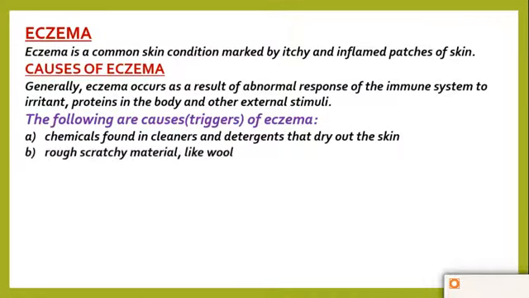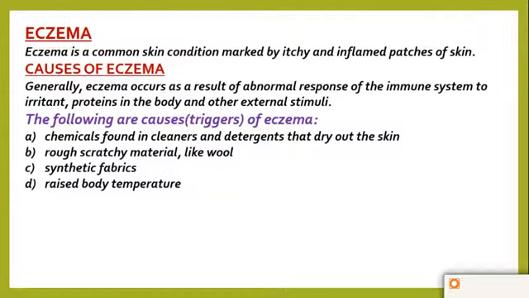Two, rough, scratchy material like wool. You know there are some towels or some clothing that you put on that cause irritation of the skin. That can also trigger or cause an abnormal immune response in the skin, causing eczema. Then synthetic fabrics.